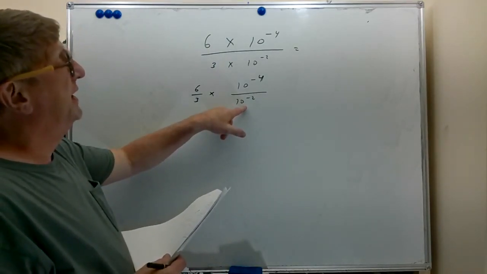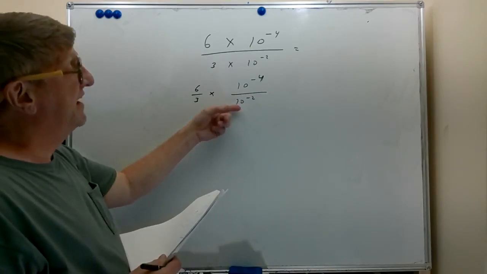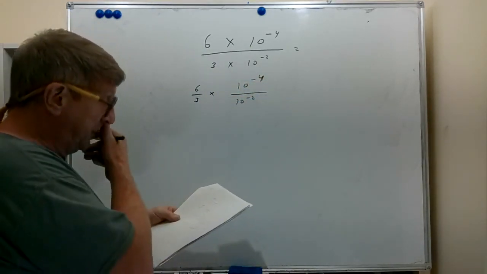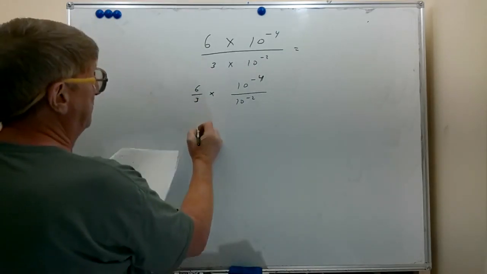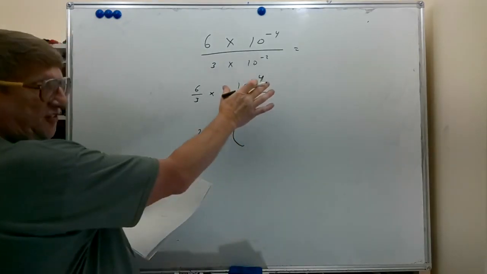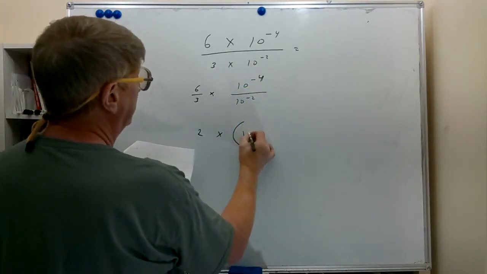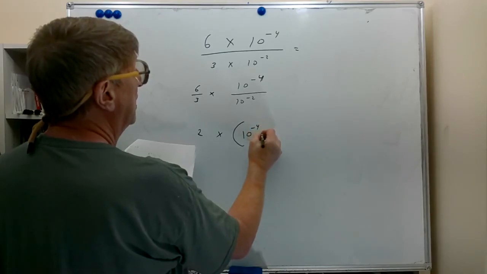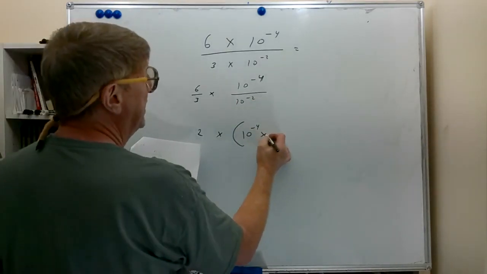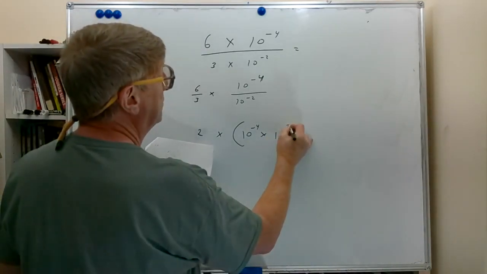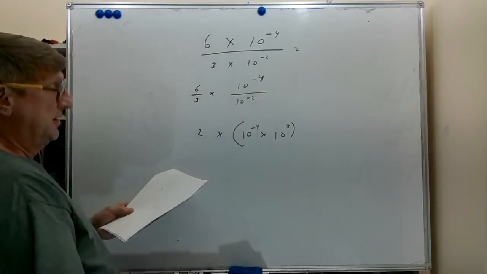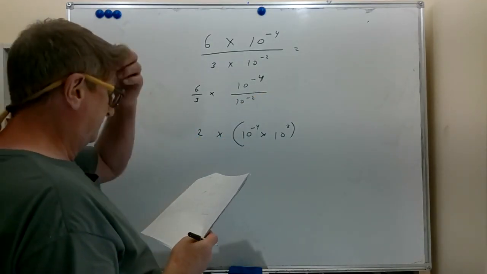We do that by moving the 10 to the negative 2 to the numerator, then it becomes 10 to the positive 2. So we're gonna go ahead and do this part. 6 divided by 3 becomes 2. And we're going to rewrite this as a multiplication problem. So we've got 10 to the negative fourth. But instead of dividing by 10 to the negative 2, we're going to multiply by 10 to the positive 2. We just change the sign of the exponent when we change it from a division to a multiplication.